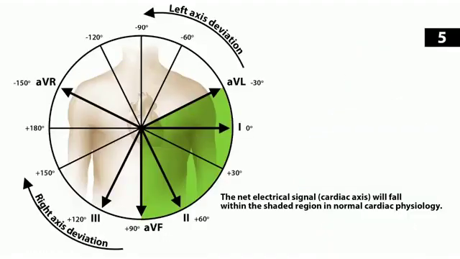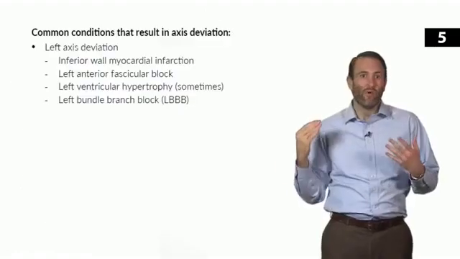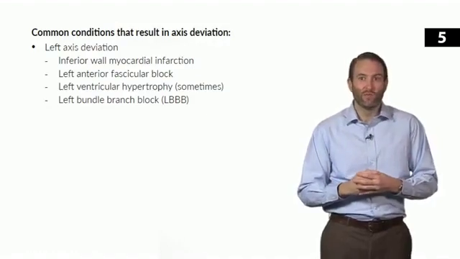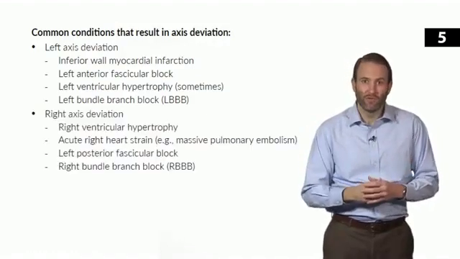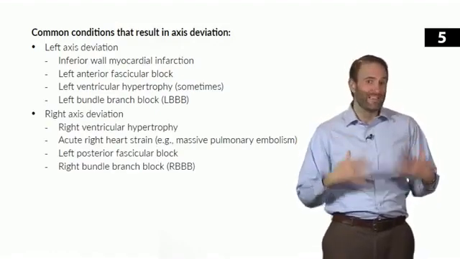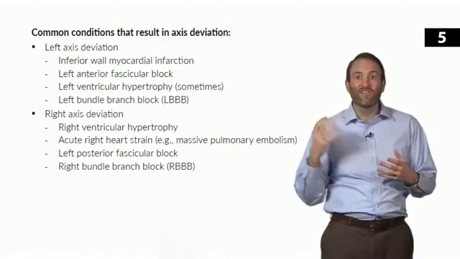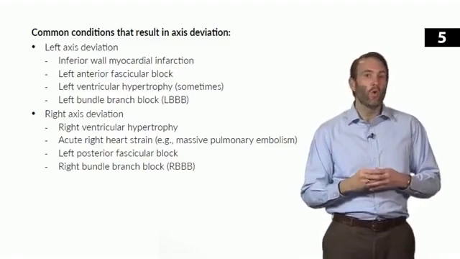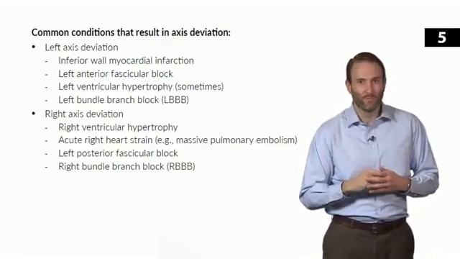Now, if you have a positive deflection of the QRS in limb lead 3 and AVR, that's likely going to indicate a right axis deviation. The common area is going to fall between positive 90 and positive 180. Now, the right axis deviation can be caused by a lot of things as well. By right ventricular hypertrophy, acute right heart strains, like something that might happen like a massive PE might lead to that, a left posterior fascicular block, or a right bundle branch block.